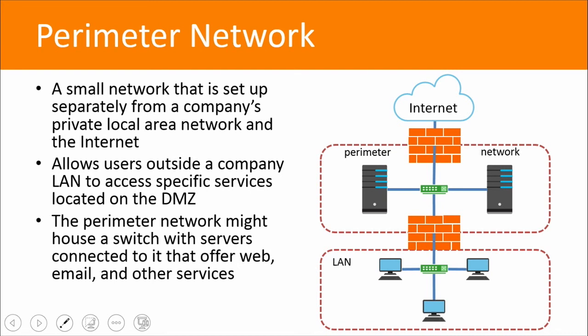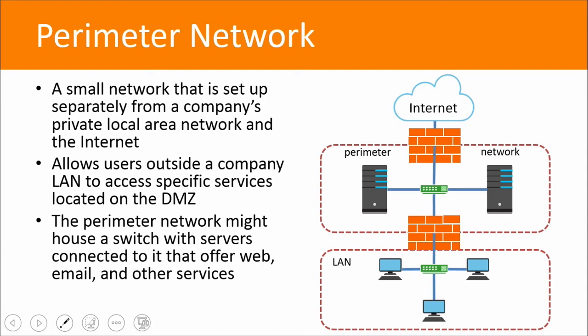All right. And just to quickly recap what a perimeter network is, I know that we already discussed this in a previous module, but a perimeter network, once again, is just a small network that's set up separately from a private local area network and the internet. Sort of sits in between a local area network and the internet more specifically. And this allows users outside a company to access specific services located in the demilitarized zone. They might house a switch with servers that offer web, email, and other services. So just a couple of things to keep in mind there. But this is also a great way to secure your data while also maintaining and providing access to others to important services.